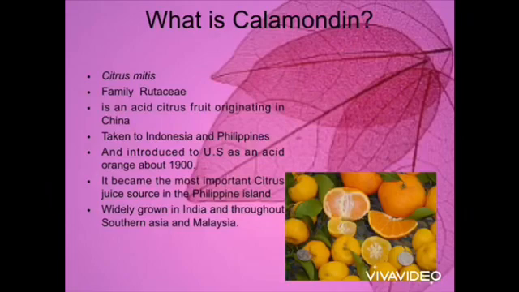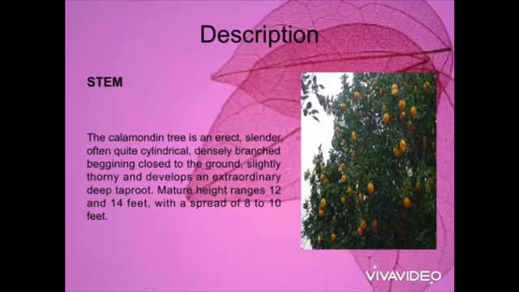Calamondin fruit is well known for its acid juice, which is used as a flavoring for dishes on seafood and meat. It is also processed into drinks and various products. The stem of calamondin is erect, slender, quite cylindrical, and densely branched, beginning close to the ground. It has slight thorns and develops an extraordinarily deep taproot. When it matures, the height ranges from 12 to 14 feet, with a spread of 8 to 10 feet.